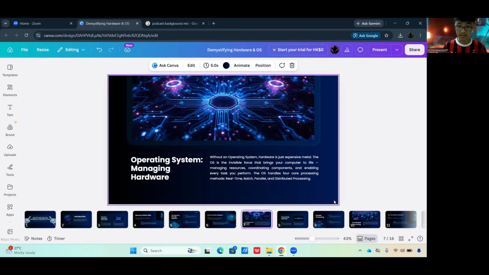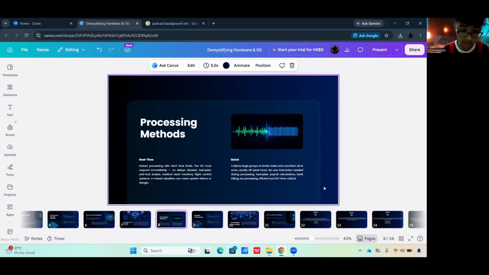There are four processing methods. The two we're going to discuss here first are real-time processing and batch processing. Real-time processing is instant processing, where the response will be immediate. The system will process the data and give you an immediate response. But batch processing will collect a large group of data and run similar tasks, and it will all be processed at once. It can usually be run off-peak.